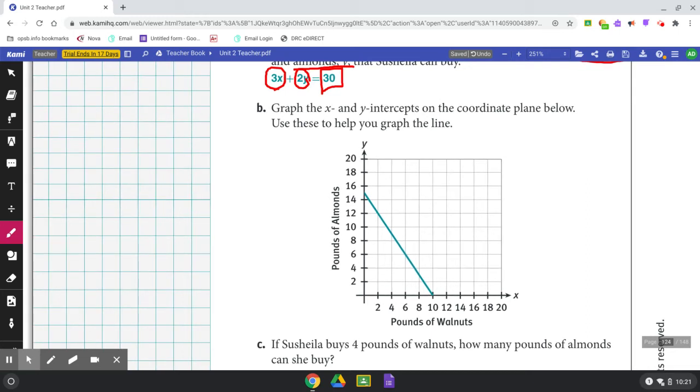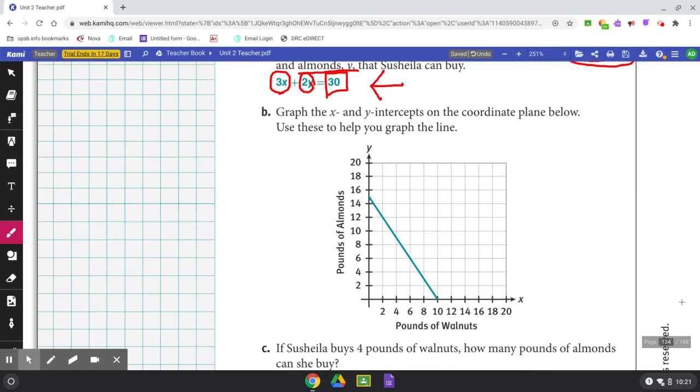You can type this equation in Desmos, and then graph it. You should get a y-intercept of 15 and an x-intercept of 10, and then graph the line.